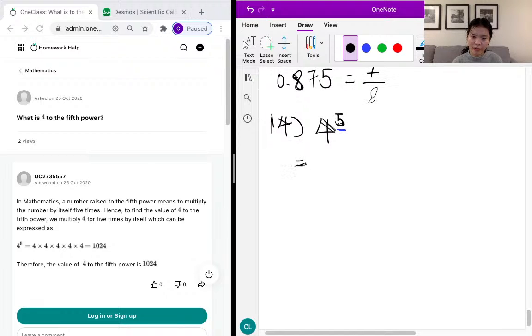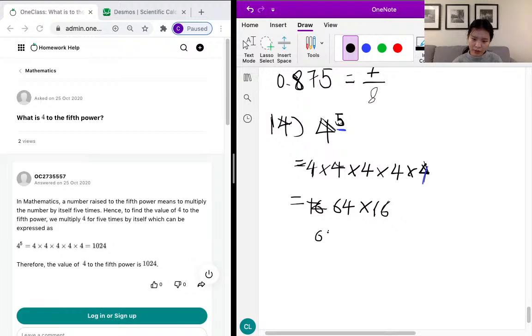So 4 to the power of 5 is 4 times 4 times 4 times 4 times 4. So there are 5 fours multiplied together. There are 1, 2, 3, 4, 5. There are 5 fours multiplied together. In this case, we just need to do the calculation over here. 4 times 4 is 16, times 4 is 64, and 64 times 4 times 4 is 64 times 16.